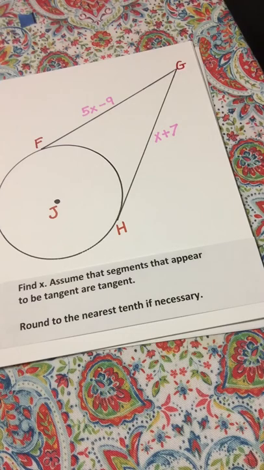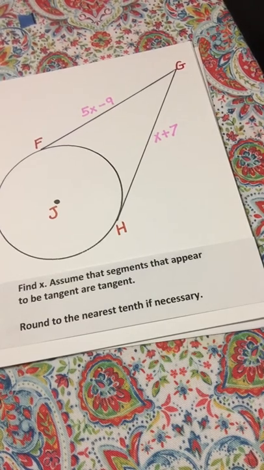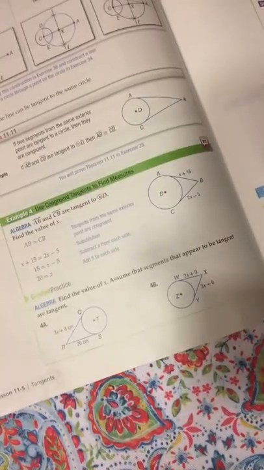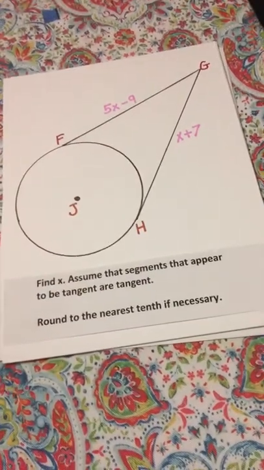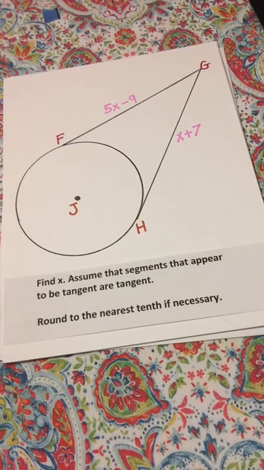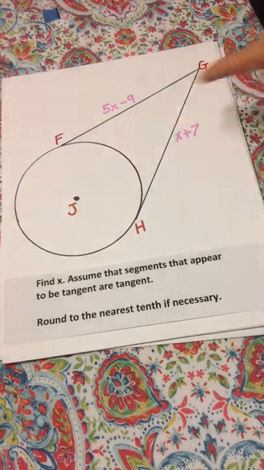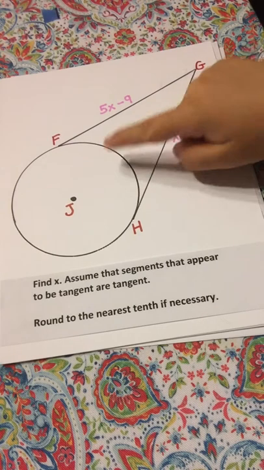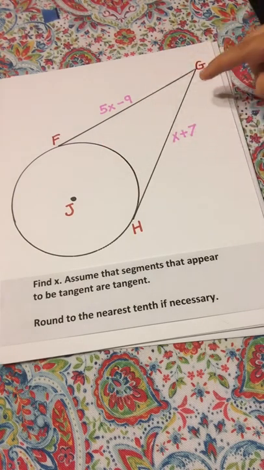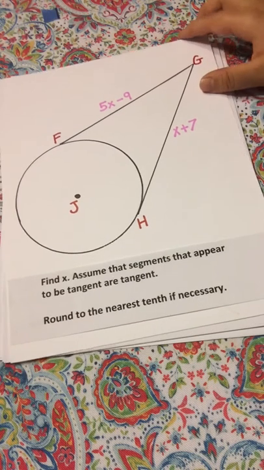So now let's get into a theorem explaining the reasoning for this. If two segments from the same exterior point are tangent to a circle, then they are congruent. Based on this theorem, line segment FG is congruent to line segment HG. This means the measure of FG, which is 5x minus 9, equals the measure of HG, which is x plus 7. Now let's get into solving for x.